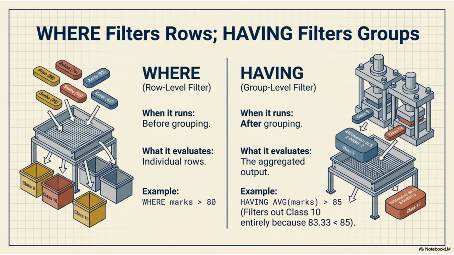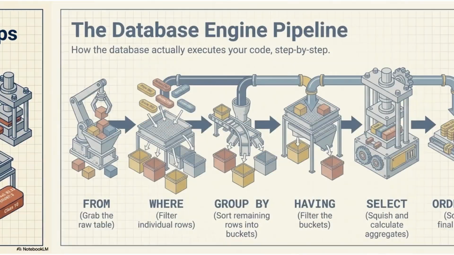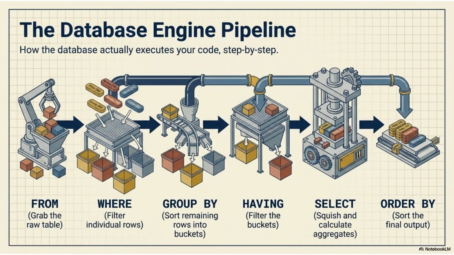It's important to distinguish between where and having. Where filters individual rows before they are grouped, while having acts as a filter on the aggregated groups after they have been processed. The database engine follows a specific pipeline.